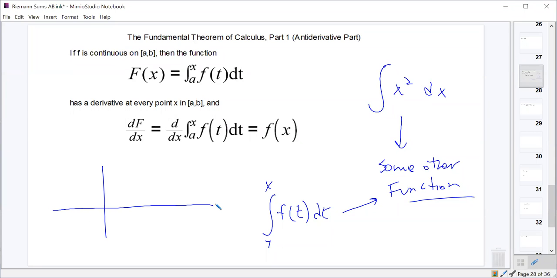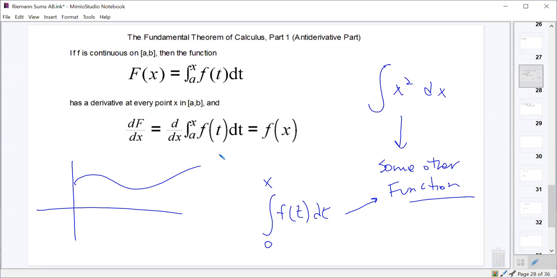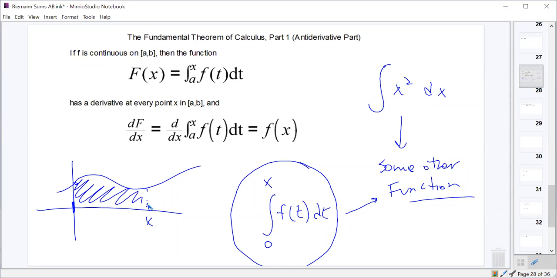Cool. So, I know I wrote a 7 down here, but let's call this a 0. Let's change this to a 0 for now. So suppose I have some function. What this here means is the area underneath this function f of t from 0, so right here from 0, to some other number x. We'll call that x. X could be 10, or x could be 1. X could be any number that I want it to be.